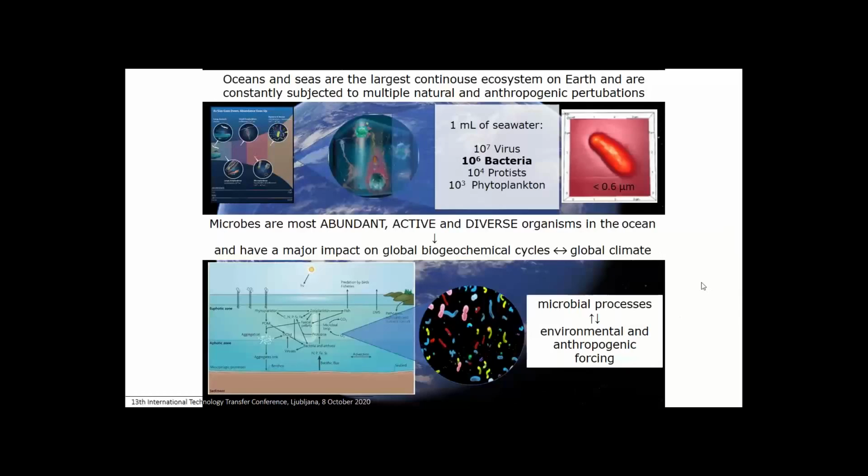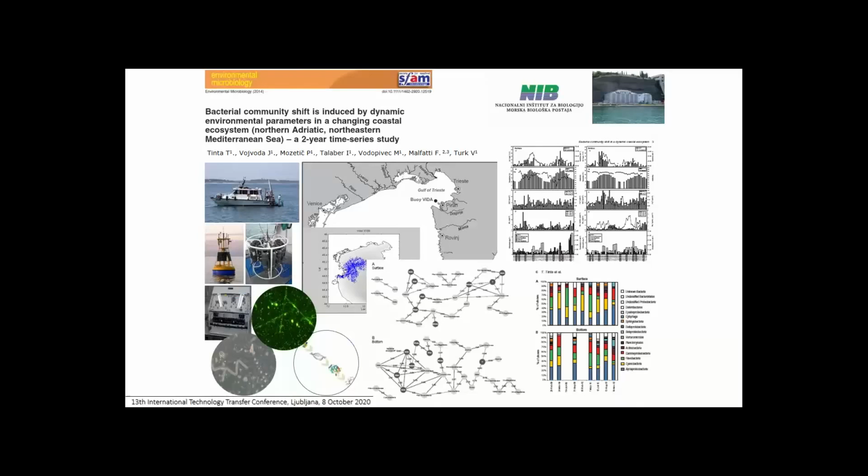So, in our two-year study, can you move to the next slide, please? Thank you. In our two-year study, we investigated how different fluctuations of environmental parameters, either occurring naturally or induced by anthropogenic forces, are structuring and influencing the microbial community in this highly dynamic coastal ecosystem of the Gulf of Trieste. We wanted to understand the potential link between the community dynamics and all these environmental parameters.